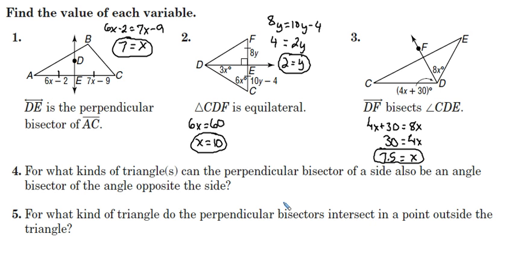Okay, and we've got two questions here to answer. For what kind of triangles can a perpendicular bisector of a side also be an angle bisector of the angle opposite the side? So 4 is asking for a situation where the perpendicular bisector will double as an angle bisector, and that can only happen on a couple of triangles. Equilateral triangles, let me try to draw a sketch here, because all the angles and all the sides are equal. If I were to do a perpendicular bisector to it, it would cut the angle in half and also cut the side opposite in equal sections too. So equilateral triangles for sure.